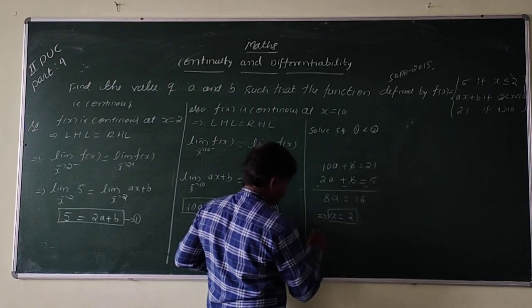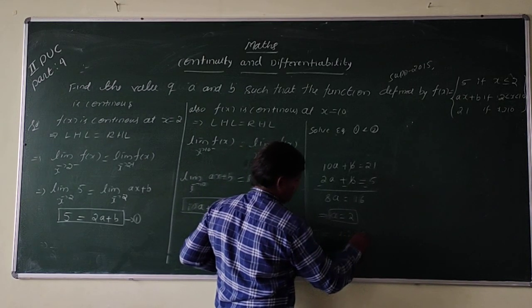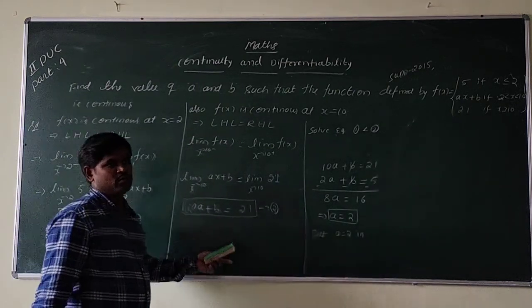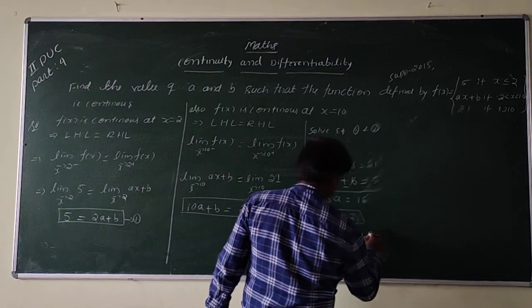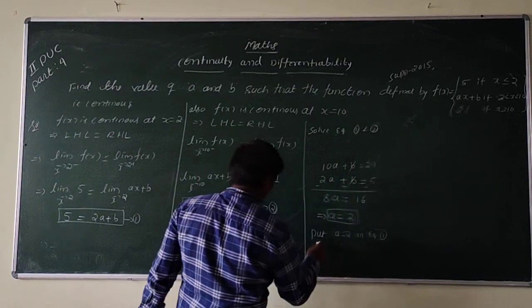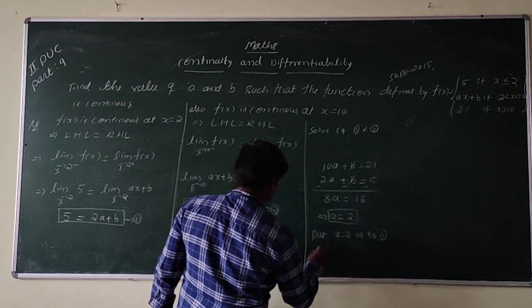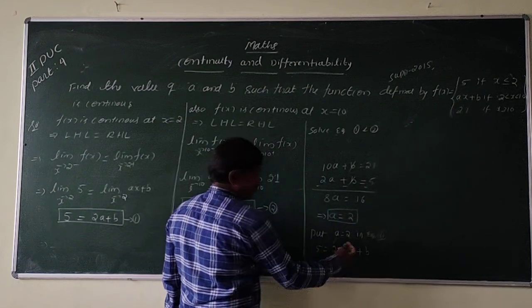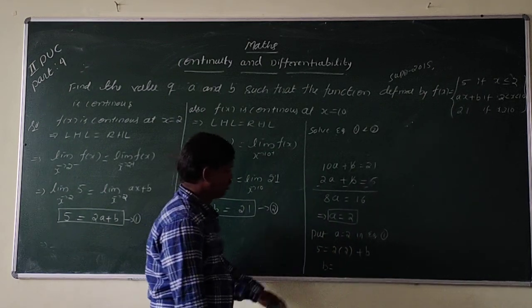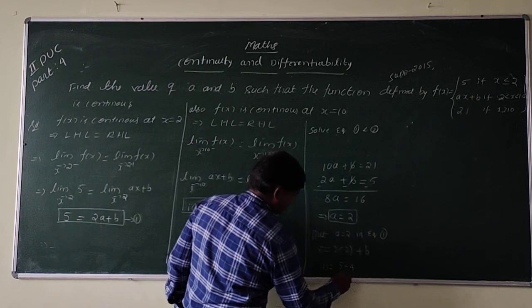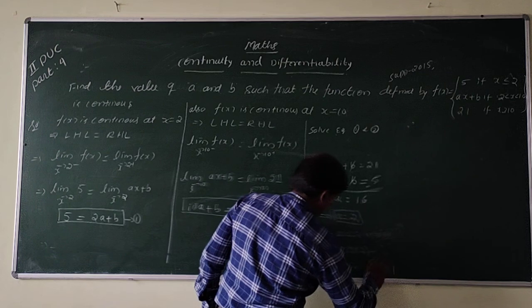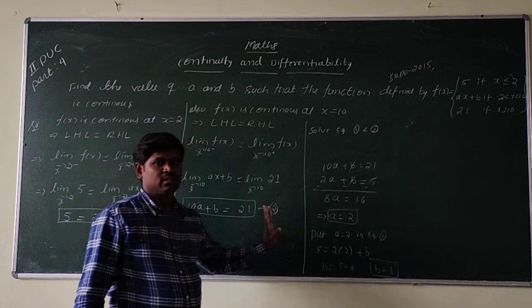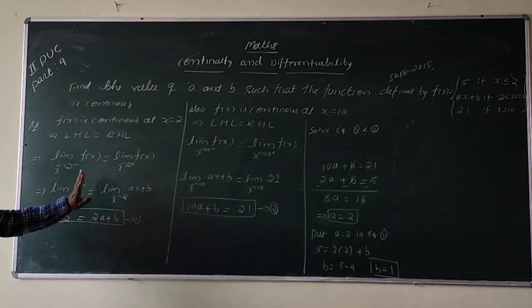Then put a is equal to 2 in any one of the equations, either in equation number 1 or in equation number 2. In equation 1, we get 2 into 2 plus b is equal to 5. Just we need to find b. So b is equal to 5 minus 4, therefore b is equal to 1. These are the required values of a and b. So a is 2 and b is 1. Understood? We're done.